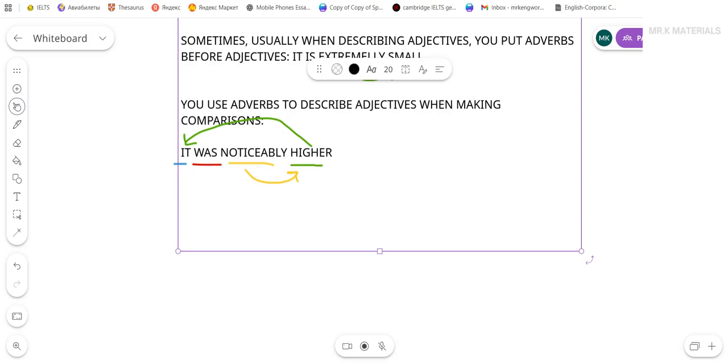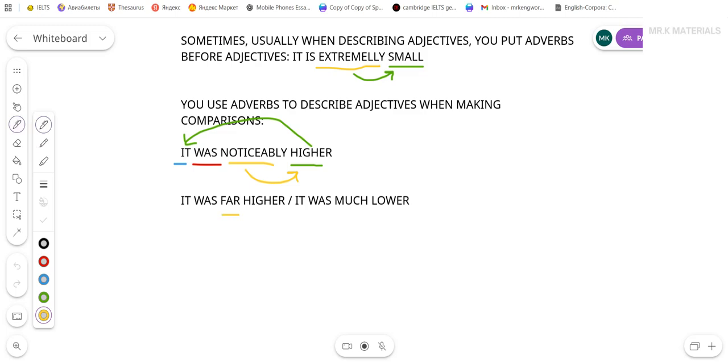Now here you gotta be careful. A lot of adverbs you use to describe adjectives when comparing don't have this ly. They're exceptions. For example, it was far higher or it was much lower. Words far and much are adverbs here. They describe the adjectives that they come before. You shouldn't worry about this too much. There'll be a separate video explaining the language we use for comparisons.